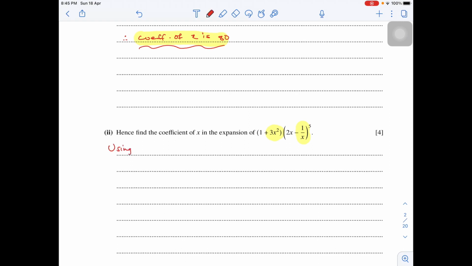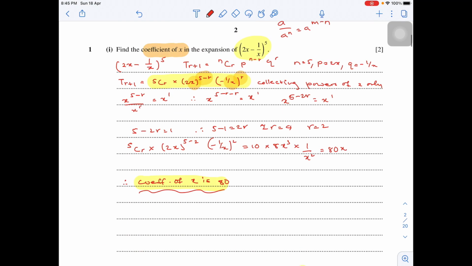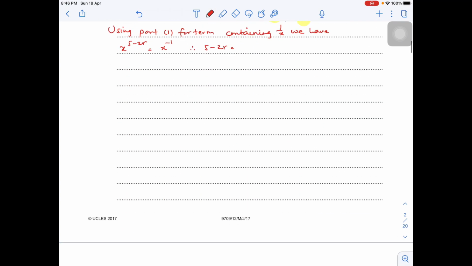Okay, let me write like this. Using part 1, for the term containing 1 over x, we have x to the power 5 minus 2r equals x to the power negative 1. So 5 minus 2r, I already had it. Here I had compared it with x to the power 1. So now I will compare it with x to the power negative 1. Therefore, r is 3.